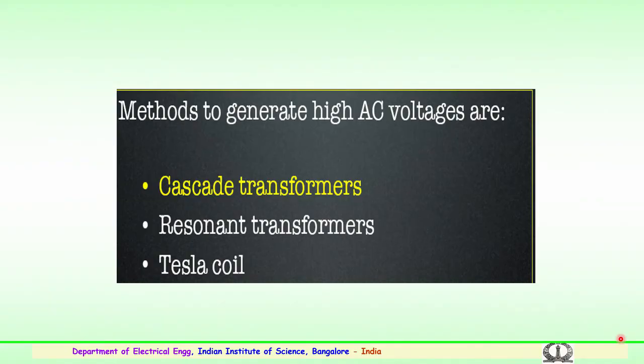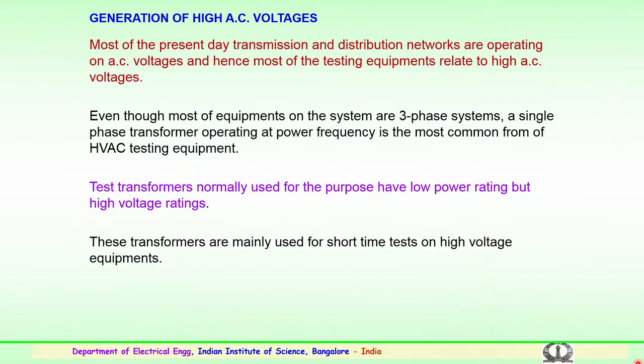That was about the high voltage DC generation. Now, various methods are there to generate the high voltage AC. The important ones are the use of cascade transformers, the second is the resonant transformers, and third is the Tesla coil. But for testing of high voltage equipments, normally the cascade transformers are employed. So, we will briefly discuss the cascade transformers which are used for the generation of high voltage AC.